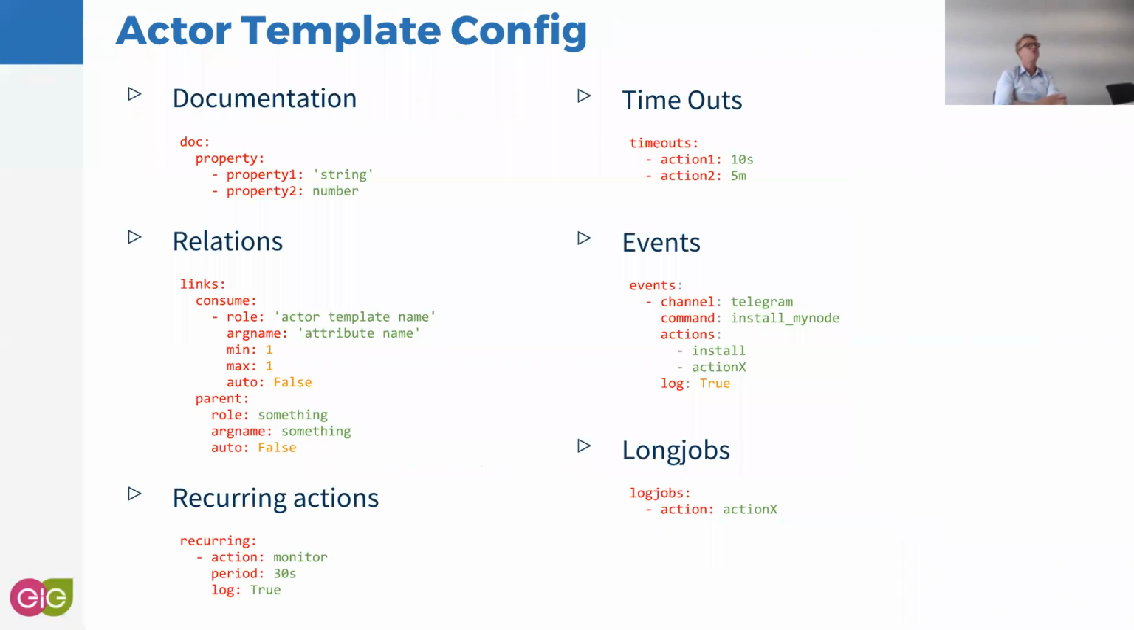Here you see then the third file. So we have 3 files in the template: the schema, the actions, and the last one is the configuration. In the configuration, remember, that's where you define the relationships. You define the recurring actions, documentation, long-running jobs, events, and timeouts. Today, we are only discussing relationships, just so that you understand, because it's quite a powerful thing.